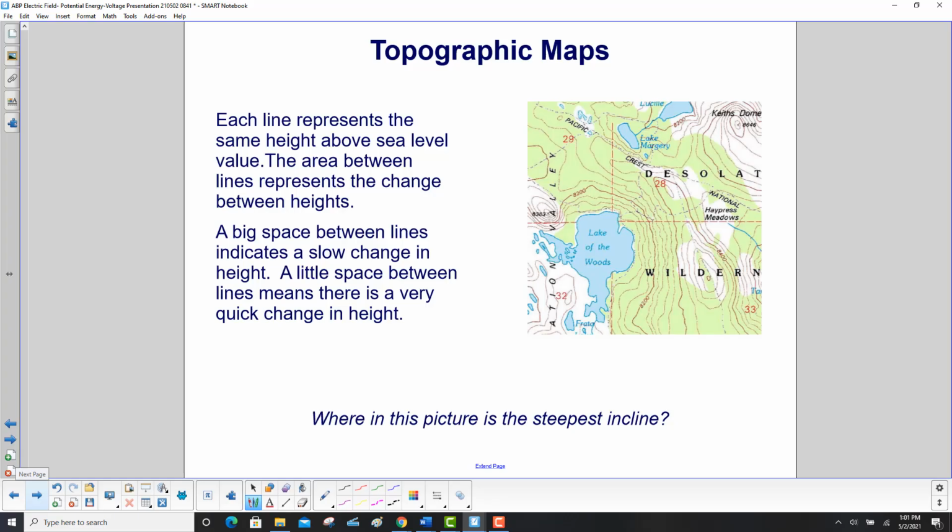Here's a topographic map, and it has all these lines in there. Each line represents the same height above sea level. The area between the lines represents the change between heights. A big space between lines indicates a slow change in height, so that would be over in this area. A little space between lines means there is a very quick change in height. Up here, over in here, maybe over here also. Where in this picture is the steepest change in height, or incline?